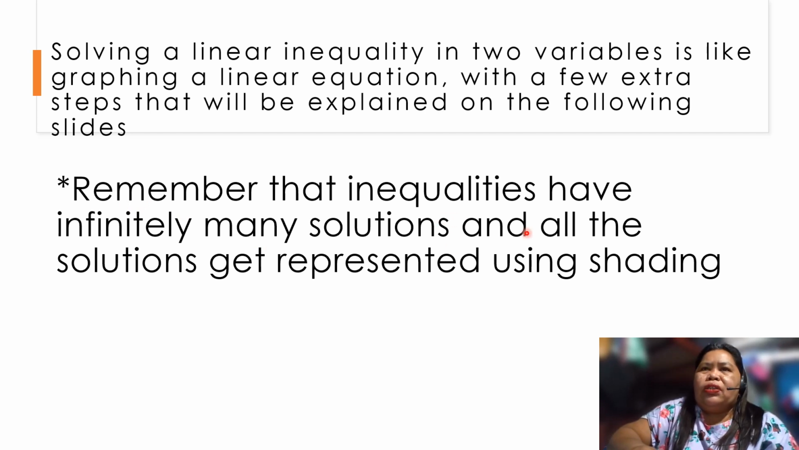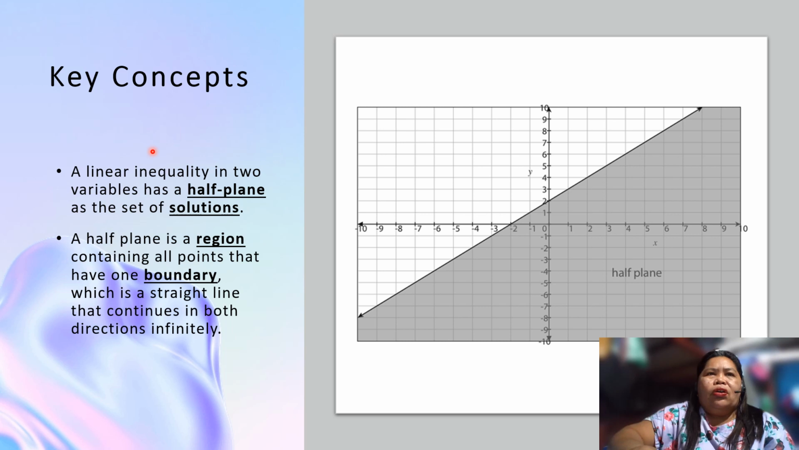Remember that an inequality has infinitely many solutions, and all the solutions get represented using shading. Okay, so a linear inequality in two variables has a half plane as its set of solutions, like this. A half plane is a region containing all points that have one boundary, which is a straight line that continues in both directions infinitely.